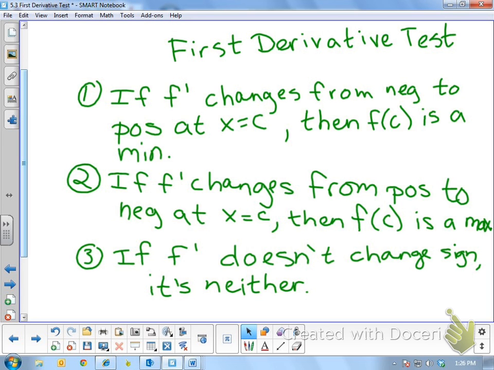So again, the reasoning behind that is if f prime goes from negative to positive, what that is telling us about the function itself is that we're going from decreasing to increasing, which gives us a minimum. If f prime is going from positive to negative, it's telling us that f is going from increasing to decreasing, which is a maximum. And if f prime doesn't change sign, then we're either going from increasing to increasing or decreasing to decreasing, which is not a max or a min.